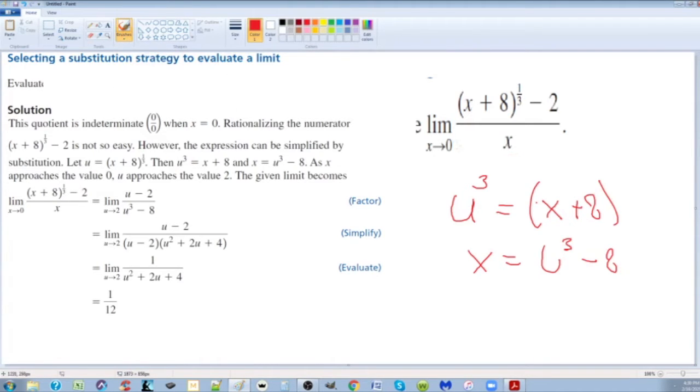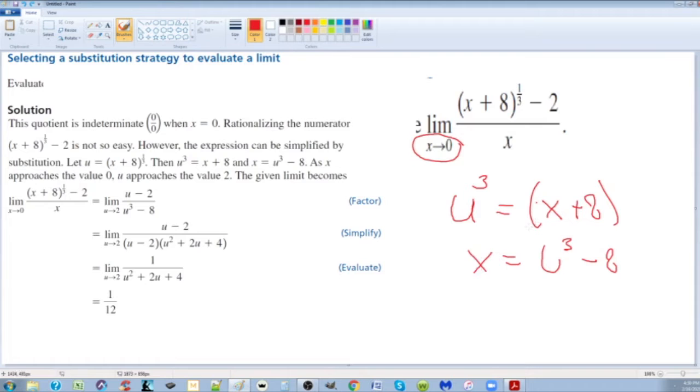And here's the rule of math we're breaking. We used to be looking for when x was approaching 0. So we're looking still for when x is approaching 0. But that means what u approaches is different. Why? Because u does not equal x. It's equal to x plus 8.